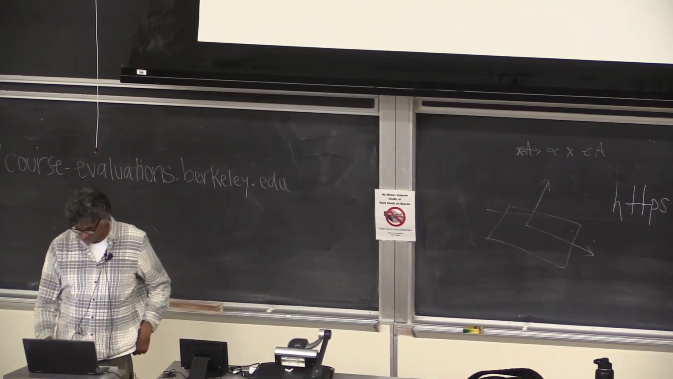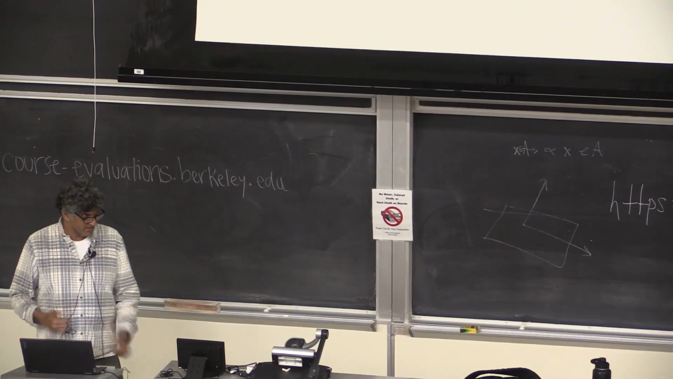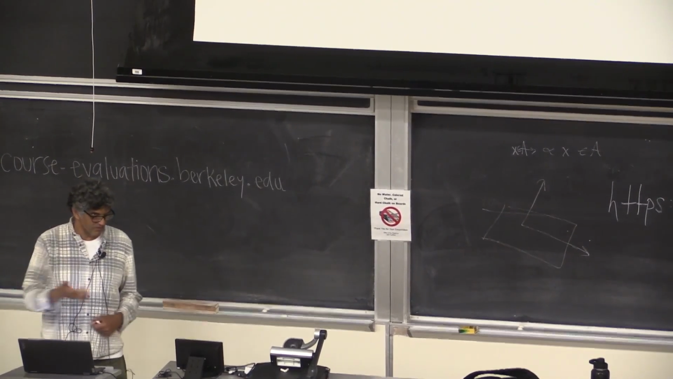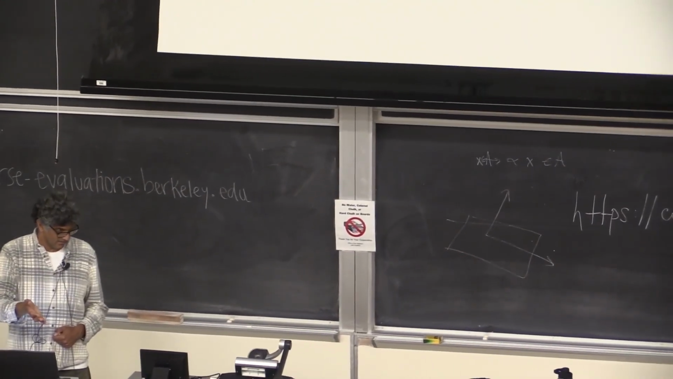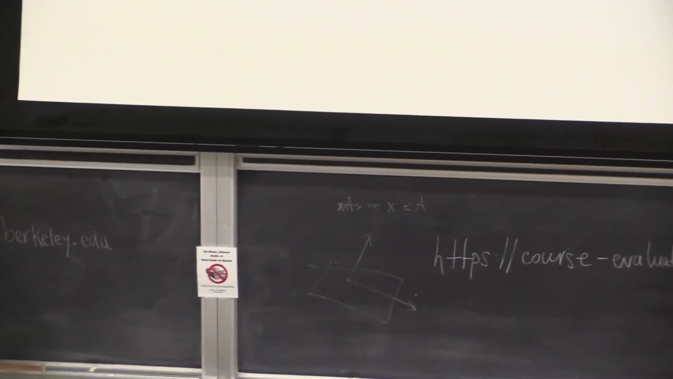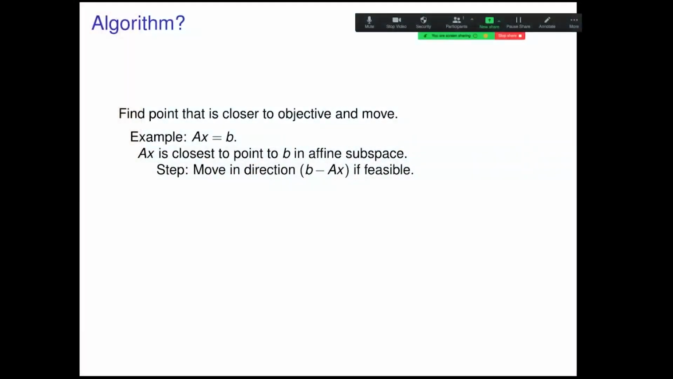So what do you move in? You do the obvious thing. Have you seen this? b minus Ax, that's called the residual. You just move in that direction. That's an algorithm, the algorithm we saw on the first slide: move in the direction toward the point. So it's not quite the thing, because you may not be able to go in that direction.